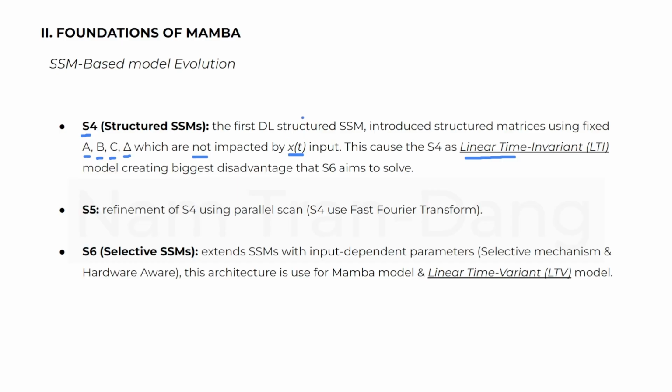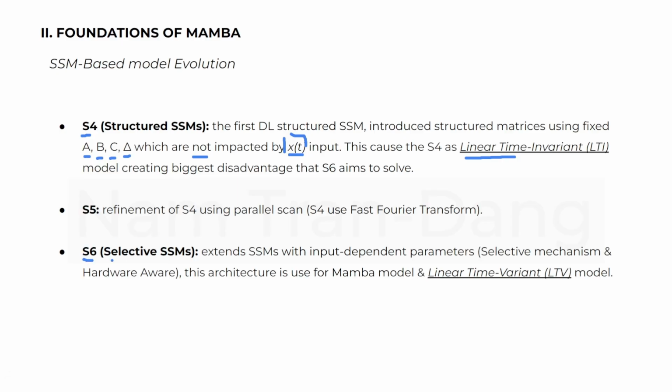For example, the first step is not going to be impacted by the equations. Because the x(t) input does not impact the model, the input will not be affected by x(t). That means it's called invariant, and it is one of the biggest disadvantages that S6 aims to solve. And the next one is S5, a refinement of S4, which uses parallel scan in order to run this algorithm for SSM, and it uses the fast Fourier transform.